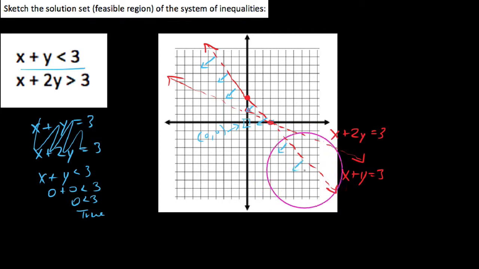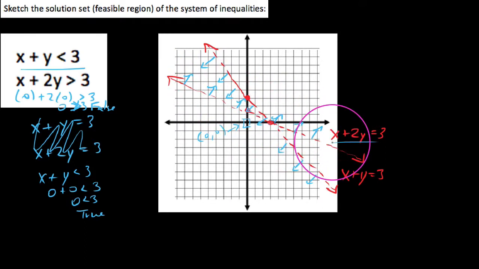We'll put in all of our arrows here. Now let's test 0, 0 in my second constraint. Up here we'd say 0 plus 2 times 0 is greater than 3. In other words, 0 is greater than 3, and this is not a true statement. It's false. So with our second constraint, which I took the time to label right here, we would shade away from the point containing 0, 0. It'd be all these points right here.